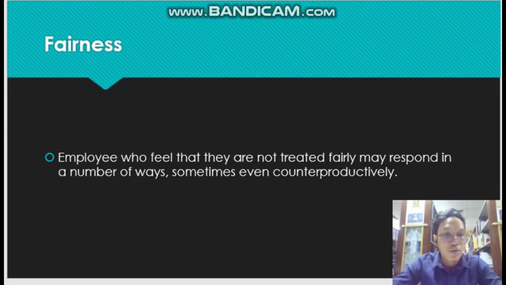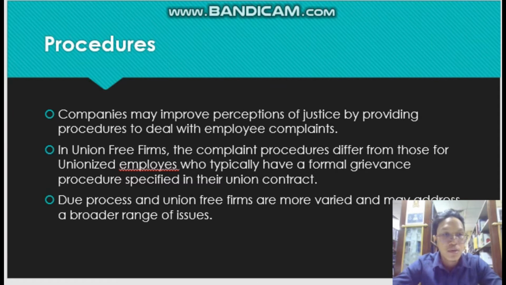So fairness: employees who feel that they are not treated fairly may respond in a number of ways, sometimes even counterproductively. So procedures in companies may improve perceptions of justice by providing procedures to deal with employees' complaints. In union-free firms, the complaint procedures differ from those for unionized employees, who typically have a formal grievance procedure specified in their union contract. So due process in union-free firms is more varied and may address a broader range of issues.